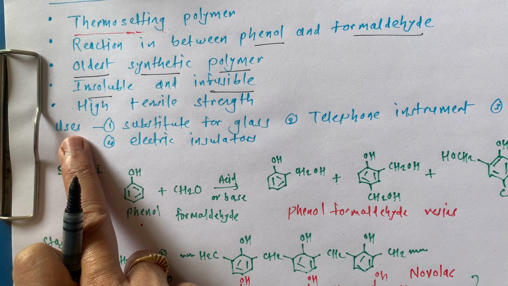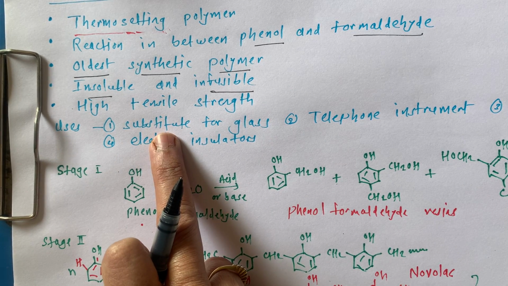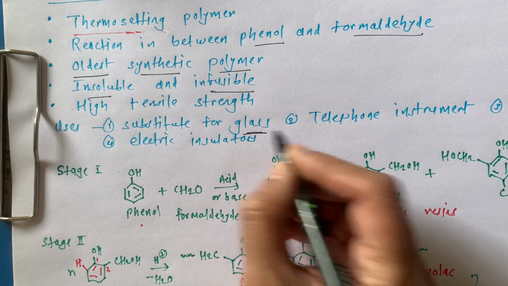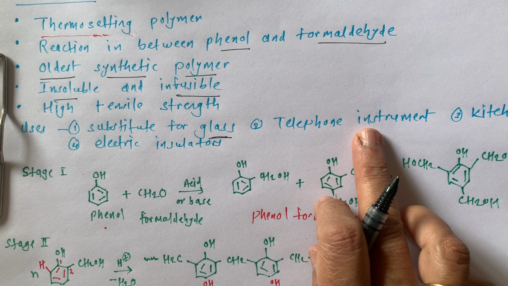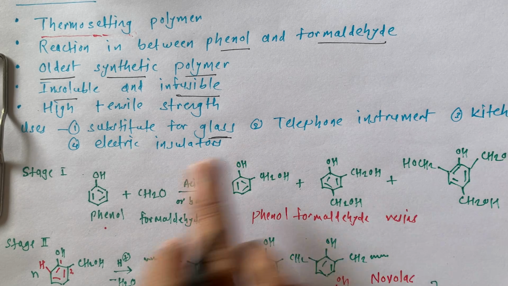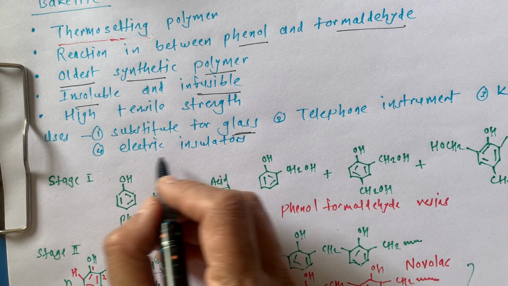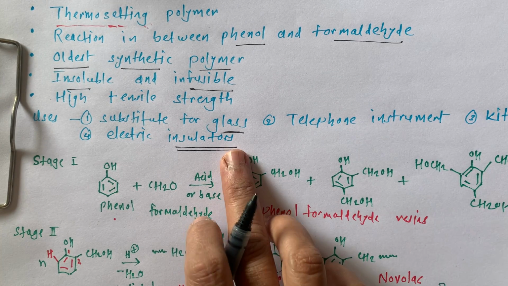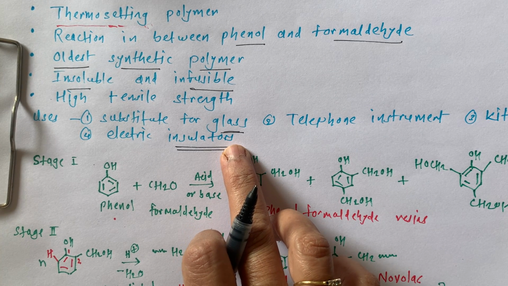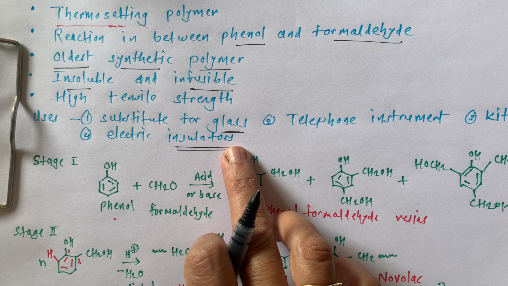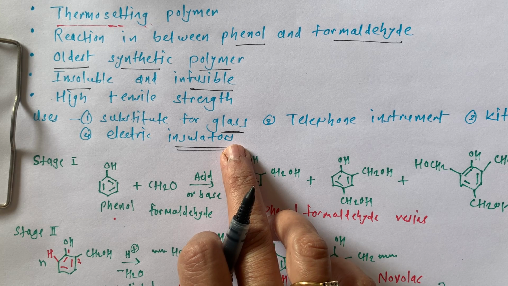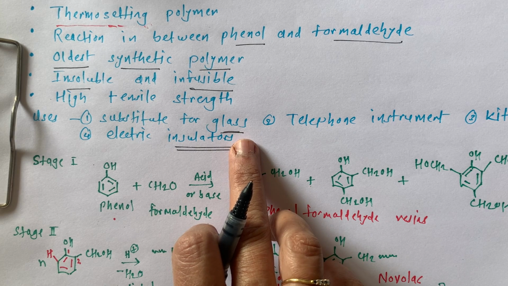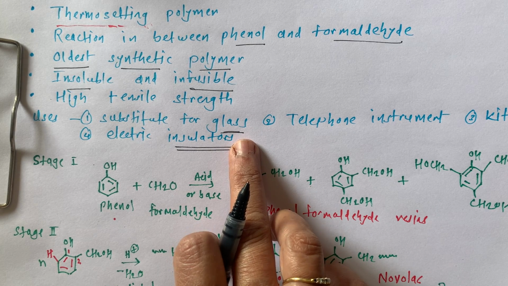This is the substitute for glass. Very important, substitute for glass. Then this is used in telephone instruments, then kitchenwares. Then this is a very good electric insulator. In school days, you know the one experiment to find out whether it is an electric carrier or it is not, and then it shows you it acts as an insulator.